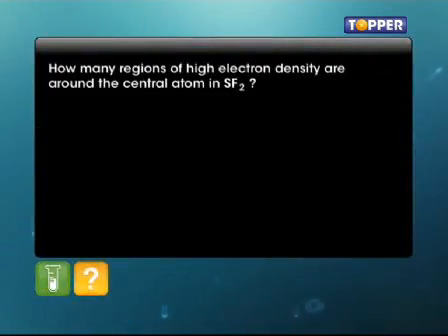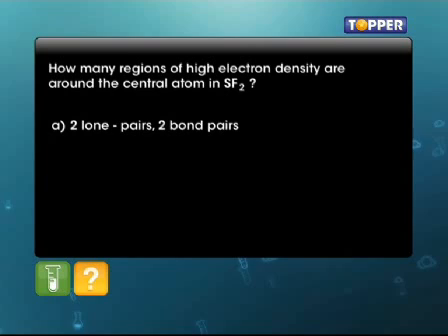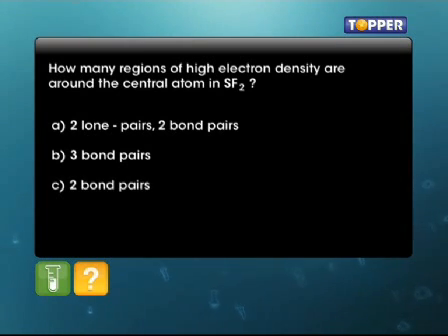How many regions of high electron density are around the central atom in SF2? The options are A, 2 lone pairs, 2 bond pairs. B, 3 bonding pairs. C, 2 bonding pairs. And D, 2 lone pairs.